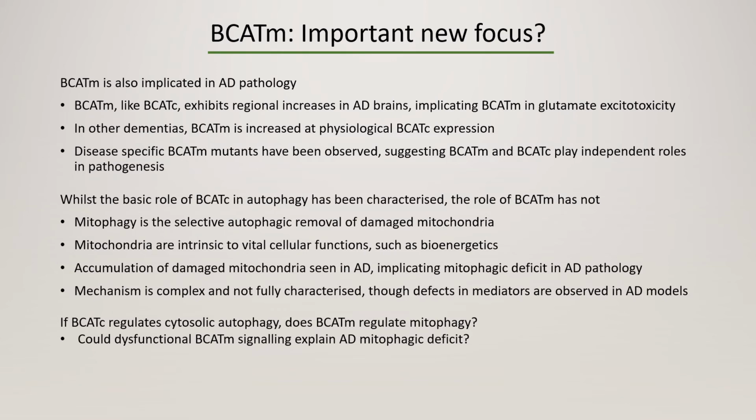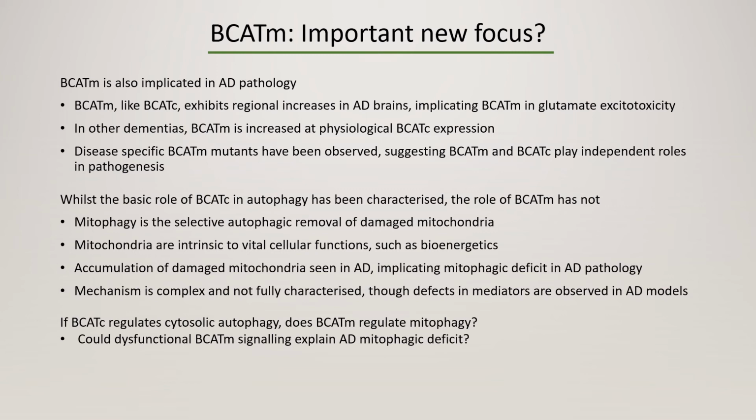When we compare both isoforms of BCAT under pathological conditions, we see that both exhibit regional increases in AD brains, implicating both in glutamate excitotoxicity. In other dementias, BCATm is increased at physiological BCAT-C expression, and disease-specific BCATm mutants have been observed. This suggests that the two isoforms play independent roles in pathogenesis. Whilst the basic role of BCAT-C in autophagy has been characterized, the role of BCATm has not.